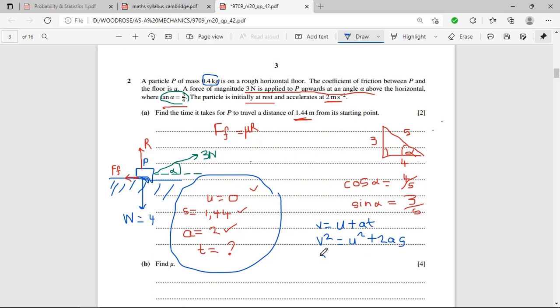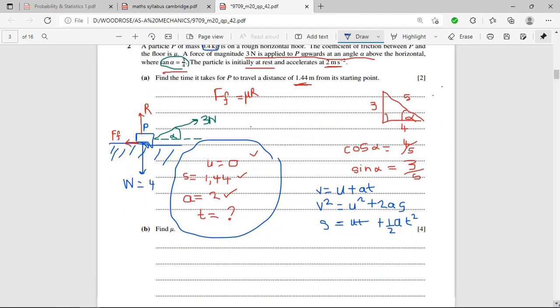We also have s is equal to ut plus half at squared. I just mentioned a few, but from these, I think you are going to find a suitable equation. Then you substitute and you find your value of t.